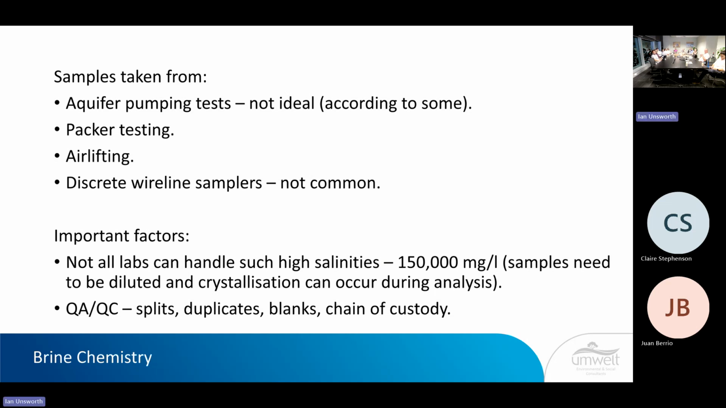So it's important to let the lab know that you're dealing with 150 grams per litre, or about 250,000 microsiemens per centimeter. It's important because not all labs can deal with it. You get crystallization during the analysis, and they just can't deal with it. So it's important that the lab understands what they're dealing with before you start shipping samples off to them. Otherwise, it's a bit of a waste of time and money and effort.